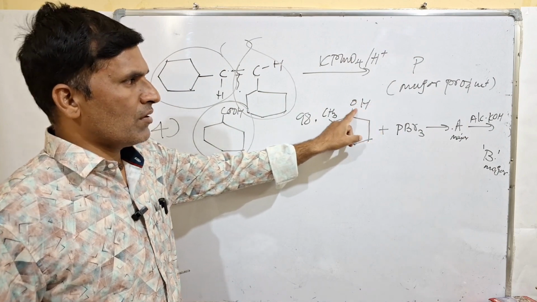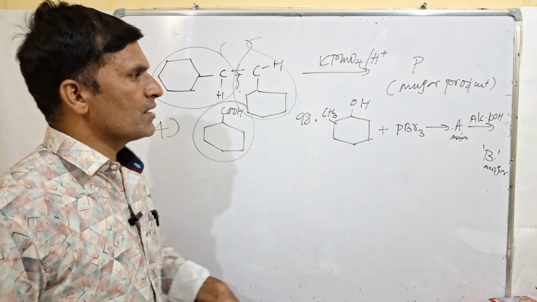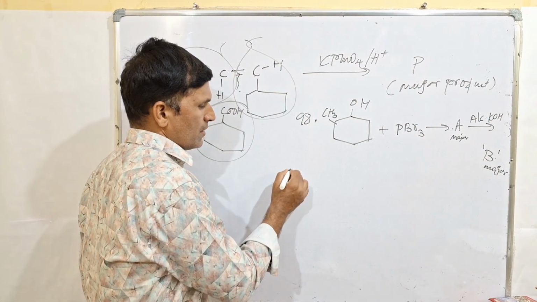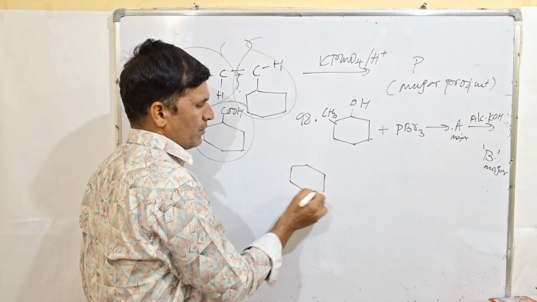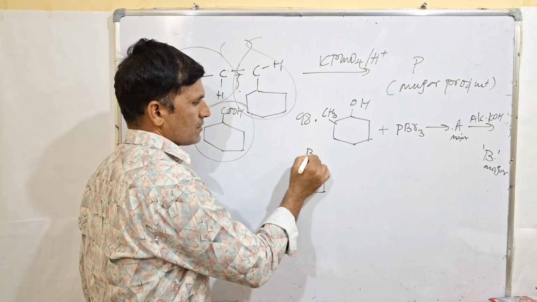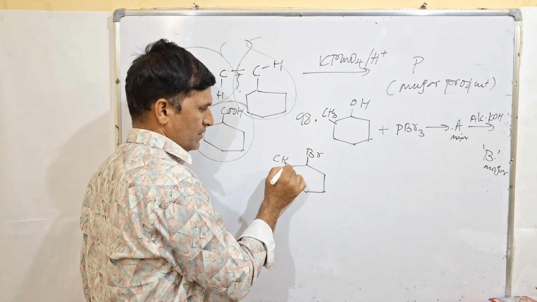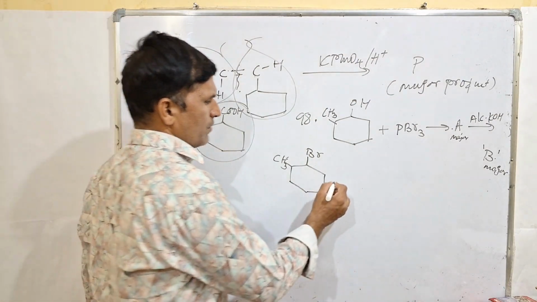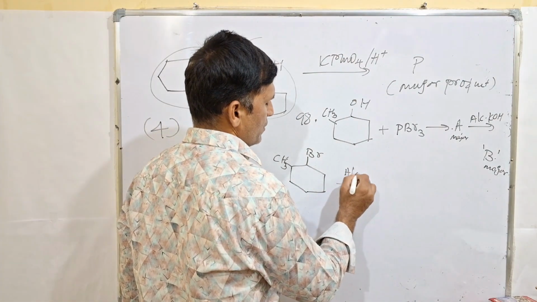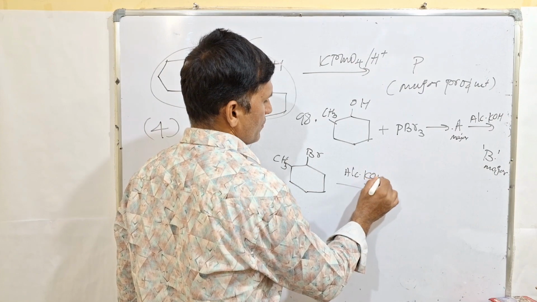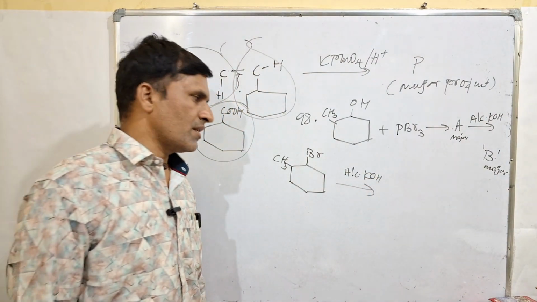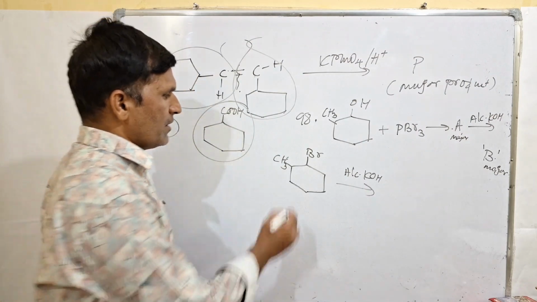Nucleophilic substitution will occur at this point and you will be getting bromocyclohexane as the product. So therefore your A product is bromocyclohexane. Then this, upon treating with alcoholic KOH, alcoholic KOH means it undergoes an elimination reaction, beta elimination.